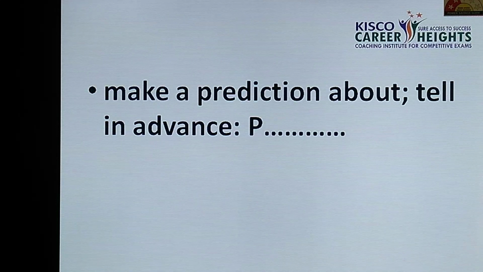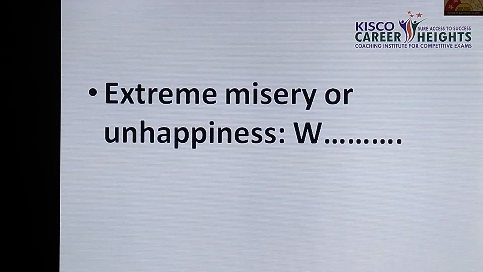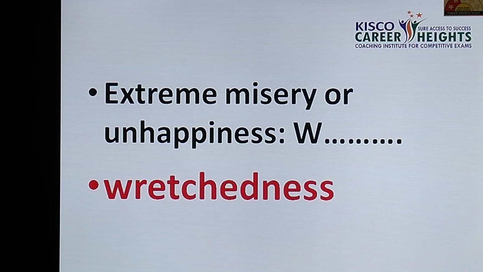Next, make a prediction about something, tell in advance. For example, an election result. It begins with P. It's prognosticate. Let's go to the next one. Extreme misery or unhappiness. The one word begins with W. It's wretchedness. There are millions of people living in wretchedness.